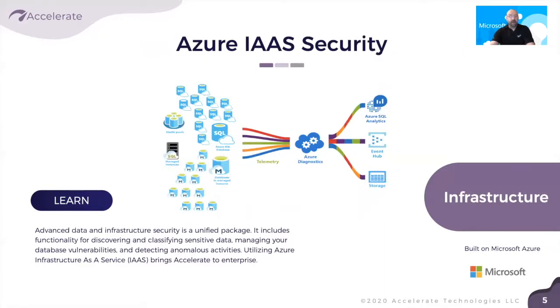So we're going to go ahead and hop into IaaS security here real quick. We have got the infrastructure. We are utilizing Azure infrastructure as a service security. So we've got Azure Diagnostics running. We've got the telemetry data that's coming back through. And then it's pretty much a unified package that gets monitored and data gets classified. So managing database vulnerabilities and all of that, detecting anomalous activities, is all done through utilizing the IaaS security that's there.